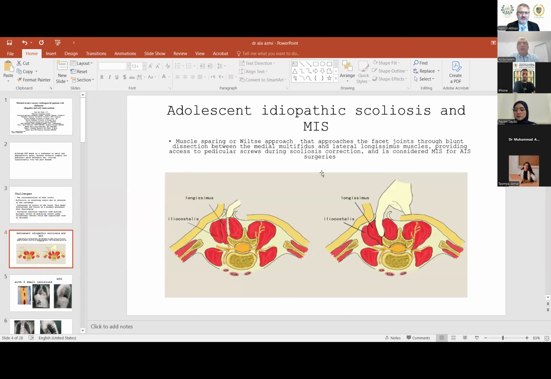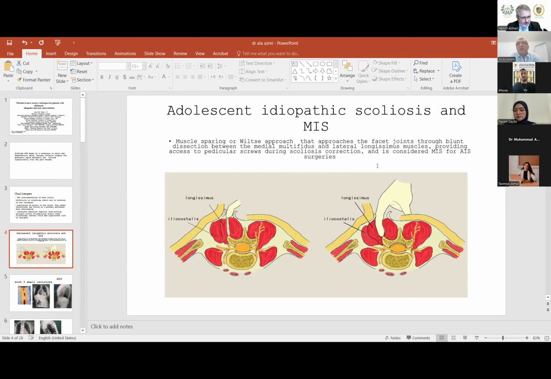In adolescent idiopathic scoliosis, how can we go with minimally invasive surgery? We have the Wiltse technique. In the Wiltse technique, even if you open a midline incision, you go 1 to 2 centimeters lateral to it, go on the fascia and open medial to the longissimus muscle. You see the longissimus muscle and you put your finger medial to it, and it will be between multifidus and longissimus, and then you go and insert your screw.